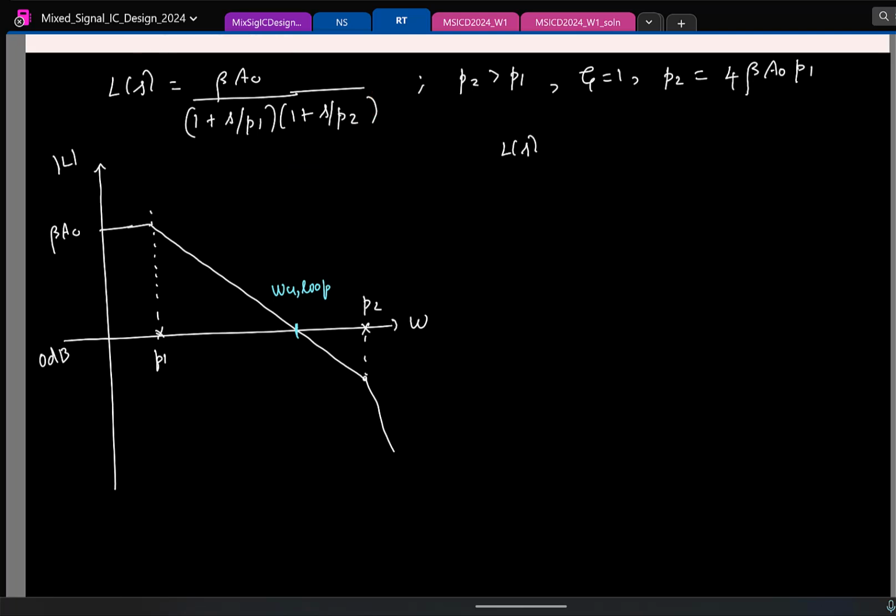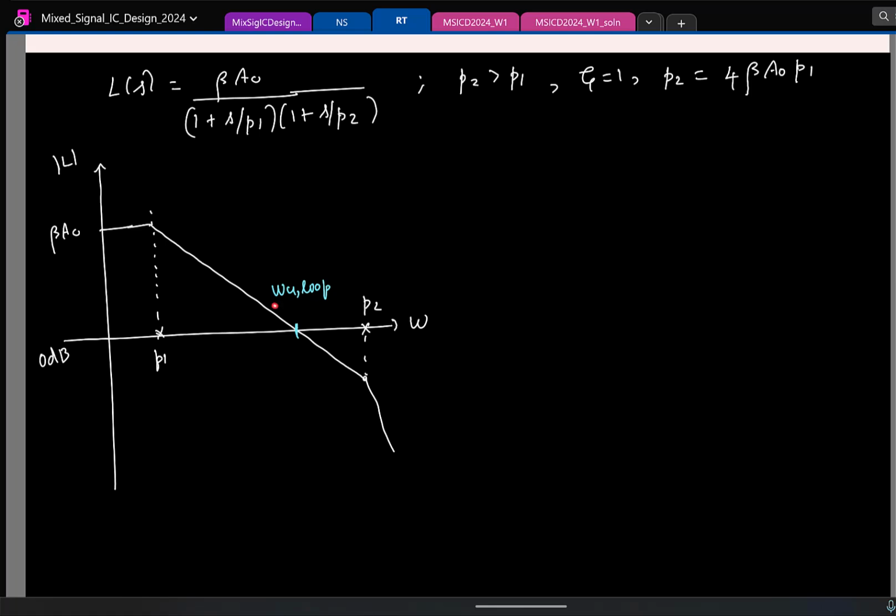L of S is, I mean it's there, I don't want to write it again. So this is the loop gain expression. So let's try to compute what this frequency might be. Of course, one thing is to put S equal to j omega, take the magnitude, equate it to 1 and get an exact 2-page long equation. But let's do something better.